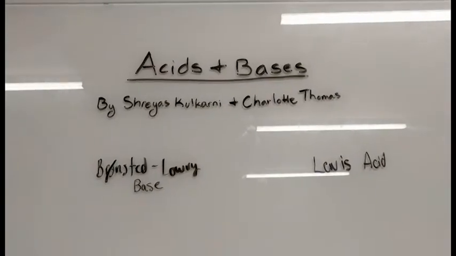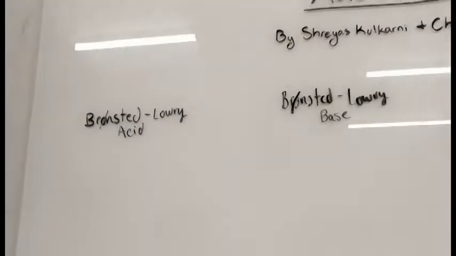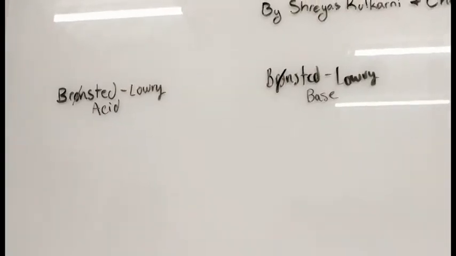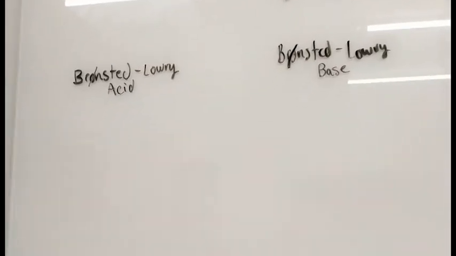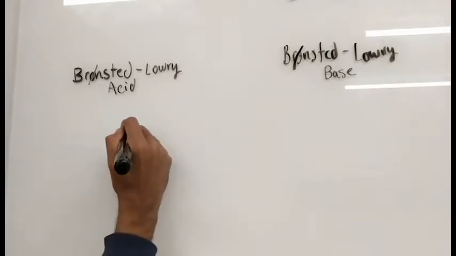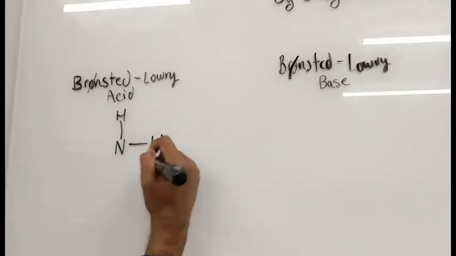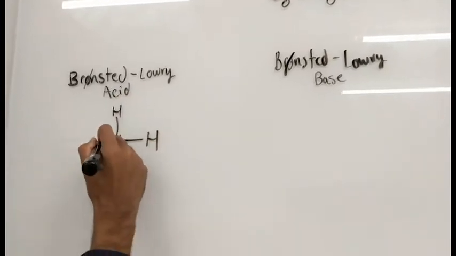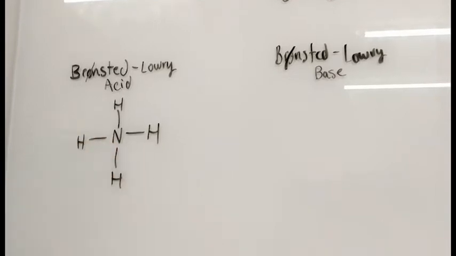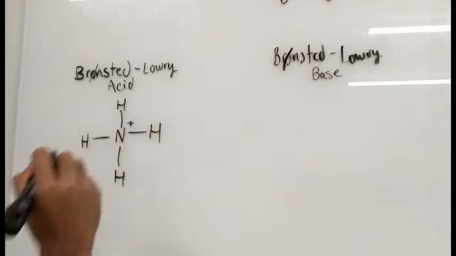Welcome to a crash course on acids and bases. First up, we have the Bronsted-Lowry acid. The Bronsted-Lowry acid is a species that donates a proton in a chemical reaction, and an example of one is ammonium, which is N with 4 protons attached to it. Next, it also has a positive charge.